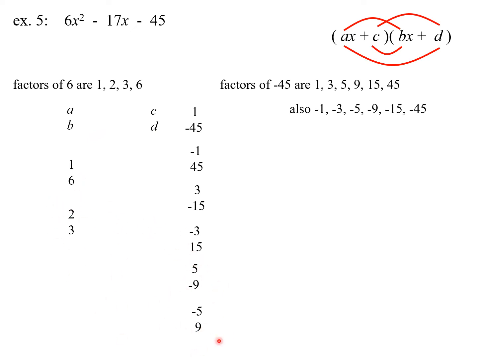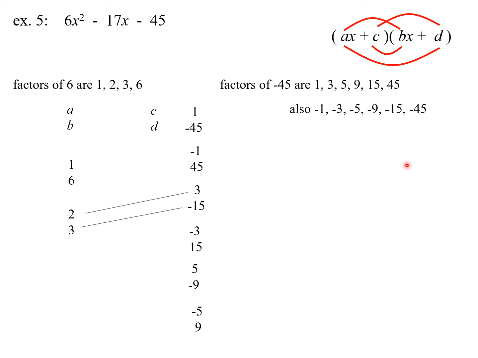So start with the ones in the middle, the factors that are close together, 2 and 3, and then 5 and negative 9, negative 5 and 9. Okay, start with that, and work your way towards the ones that are farthest apart. Okay, and that's usually the faster way to go.